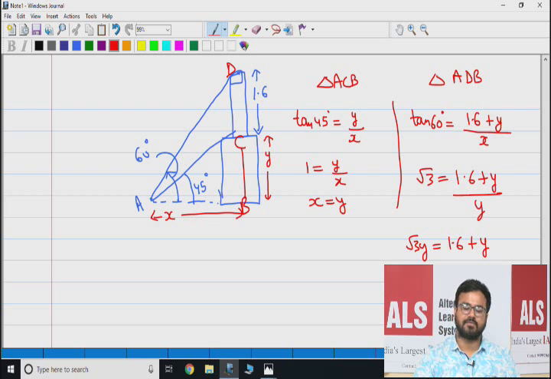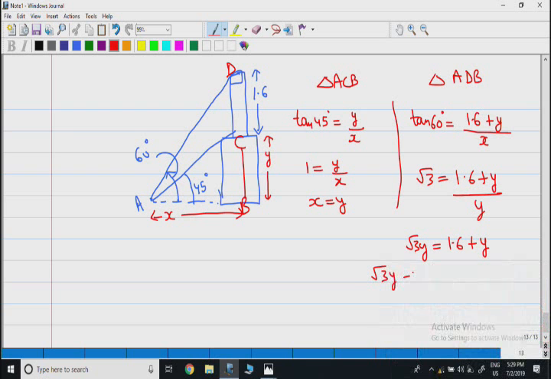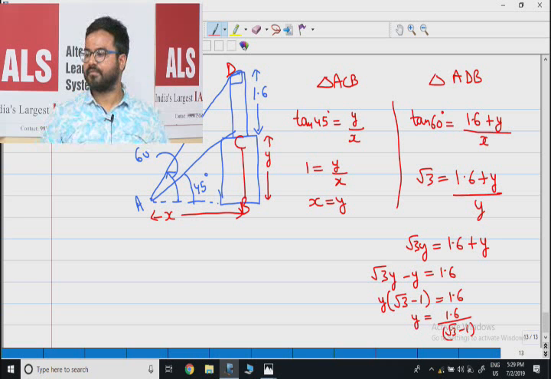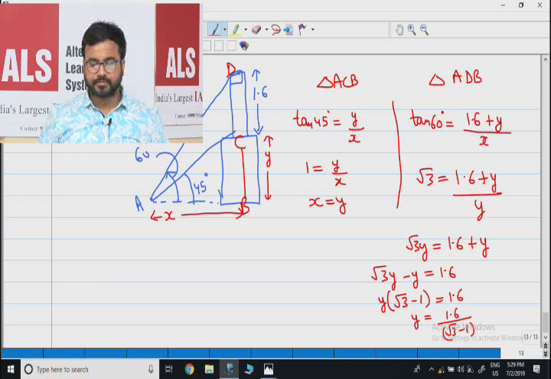and when we take this y on the left hand side, it will become root 3y minus y is equal to 1.6, and y taken as common, this will be root 3 minus 1 times y is equal to 1.6. So y is equal to 1.6 upon root 3 minus 1. That is the answer. And now we can rationalize this one.